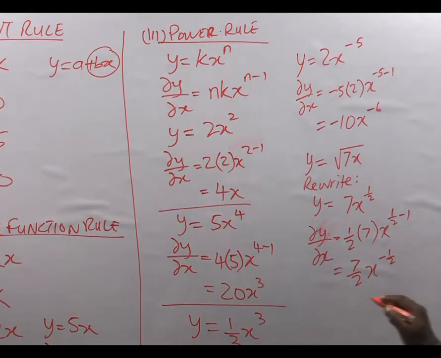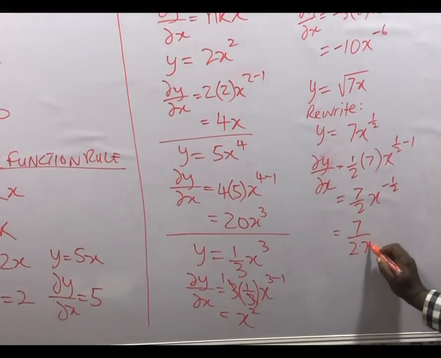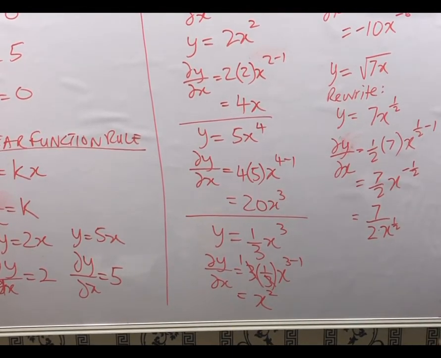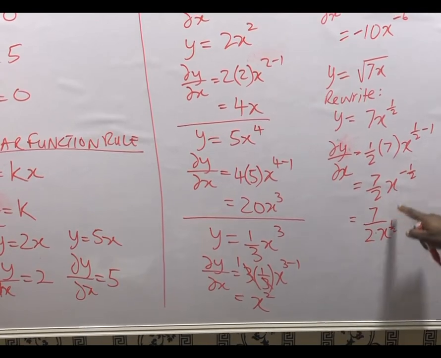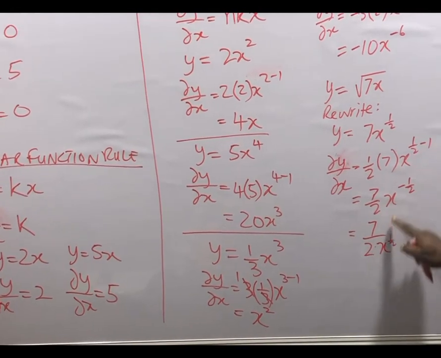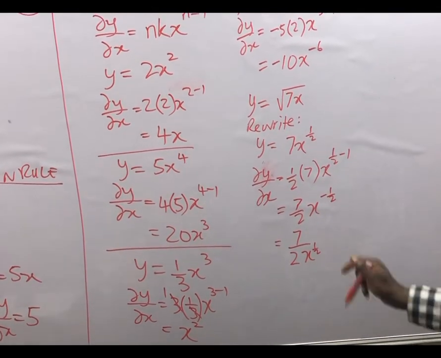So we have an interesting case where we can rewrite our answer as 7 all over 2 times x raised to power minus a half. According to the laws of indices, since we have a negative here, it reverses to become a fraction. So we have 7 all over 2 times the square root of x. So this is our answer.